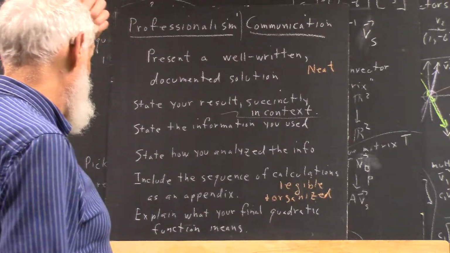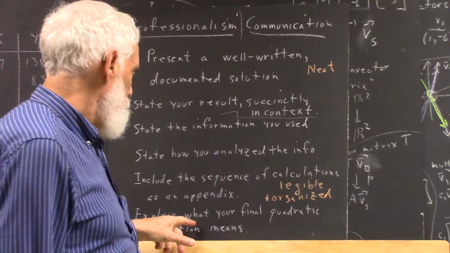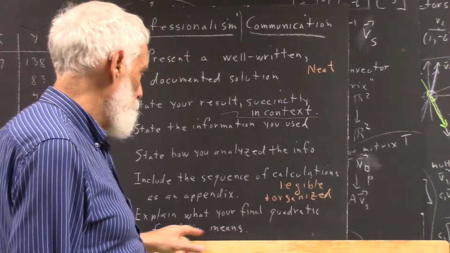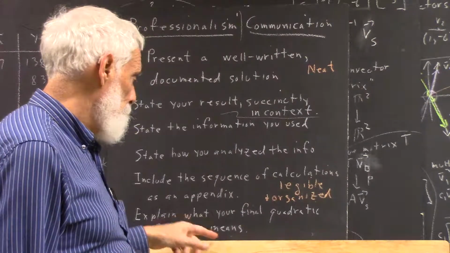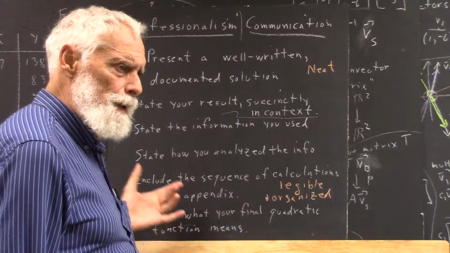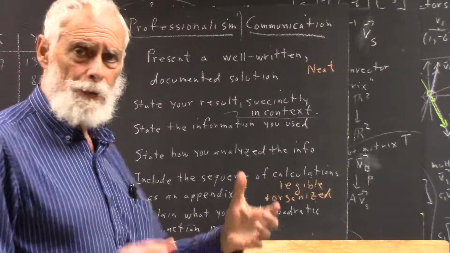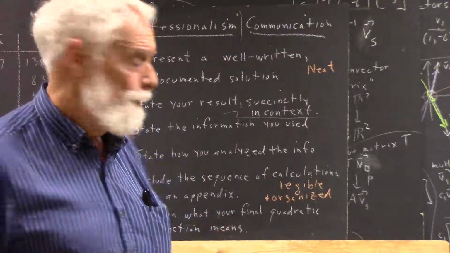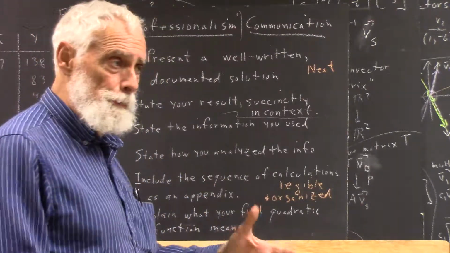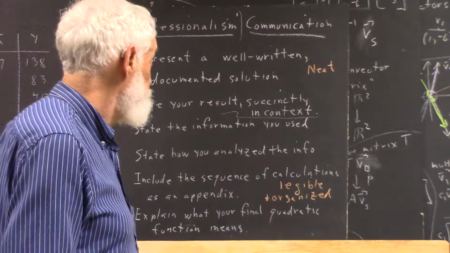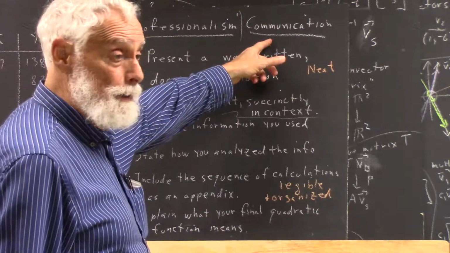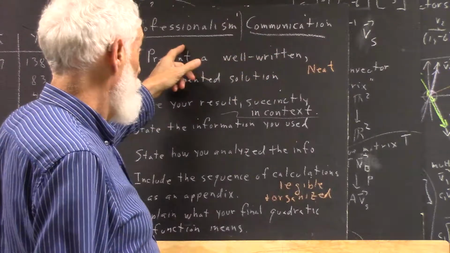Okay? Now, and then explain what your final quadratic function means. You can even speculate a little bit here. Explain to the best of your knowledge what that means, what that tells us about the system that was being observed. System being a bottle with the water in it and the outflow tube. Okay? Try to communicate clearly and professionally.